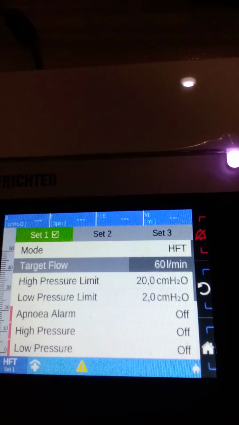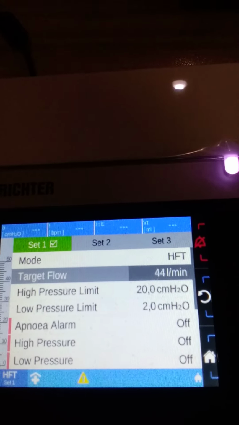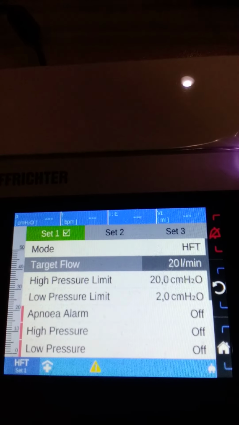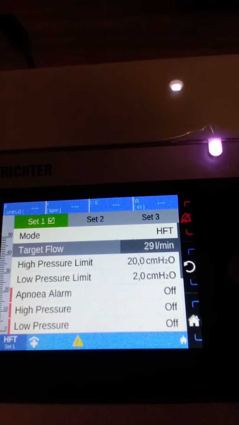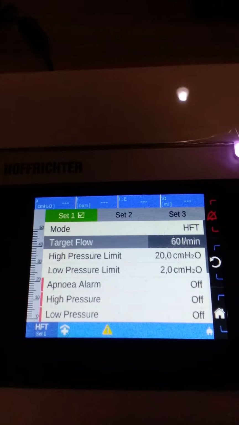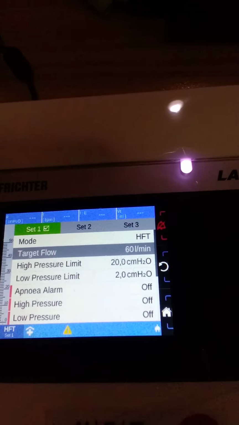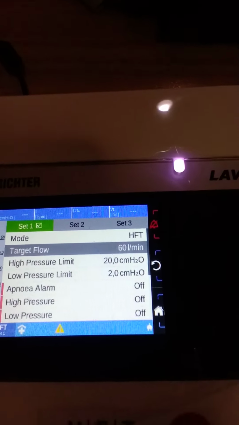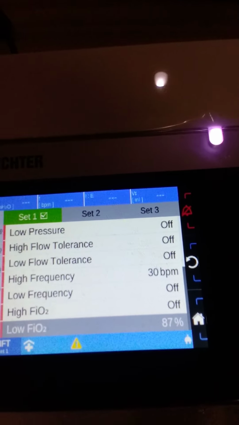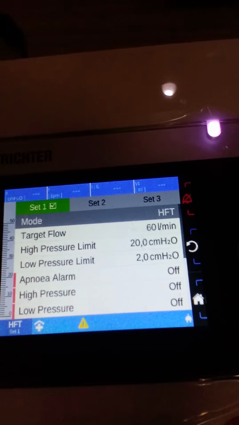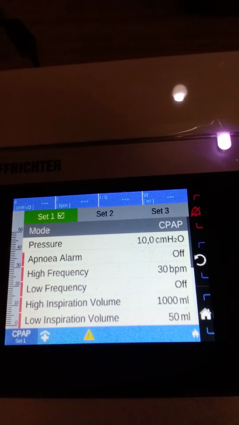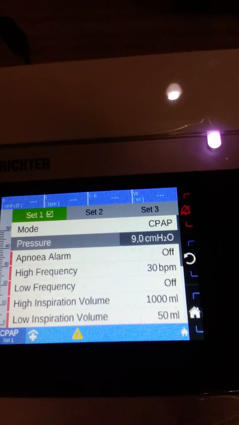So the limit of high flow therapy is minimum 20 liters and maximum 60 liters per minute with 21% to 100% FiO2. These are high flow alarm settings. So now we are going to select CPAP, and this is a CPAP pressure.